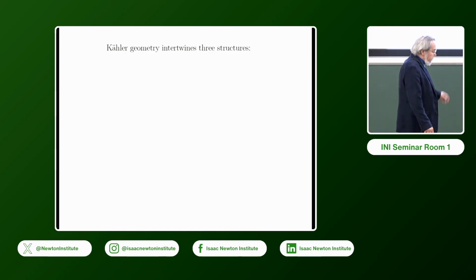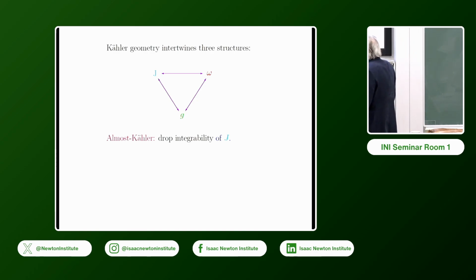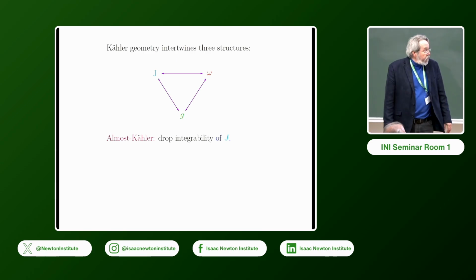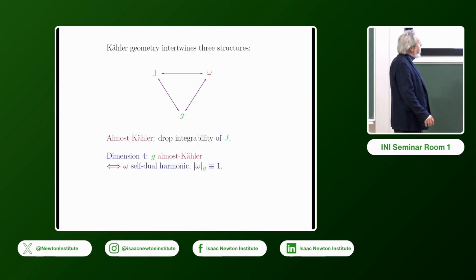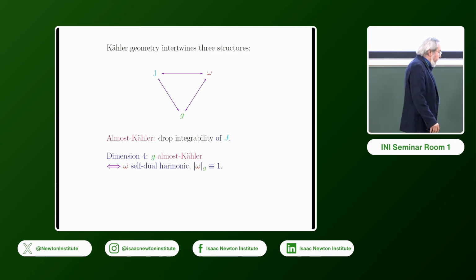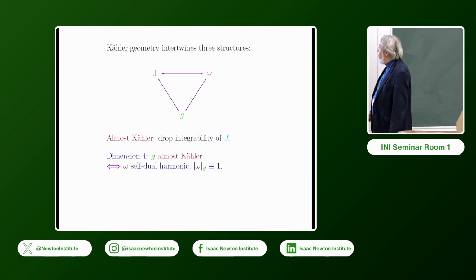So in Kaehler geometry, you have a symplectic form, an integrable complex structure, and a metric related in a certain algebraic way. And to say it's almost Kaehler, you don't require that the almost complex structure is integrable anymore. You still have a symplectic structure. In dimension 4, that's a very simple picture because it's actually saying you have a Riemannian 4-manifold with an orientation and a self-dual harmonic 2 form whose length is identically 1.